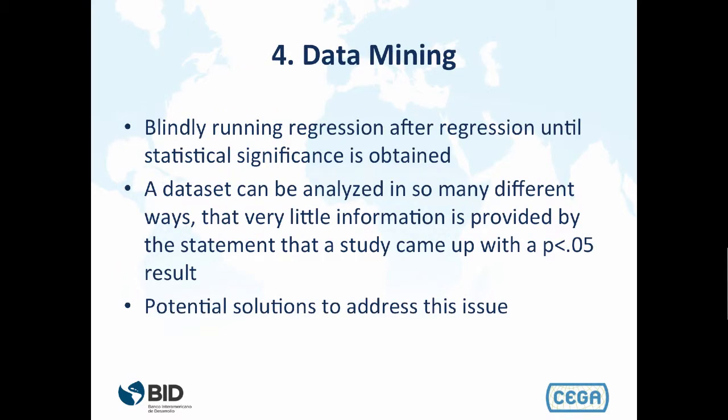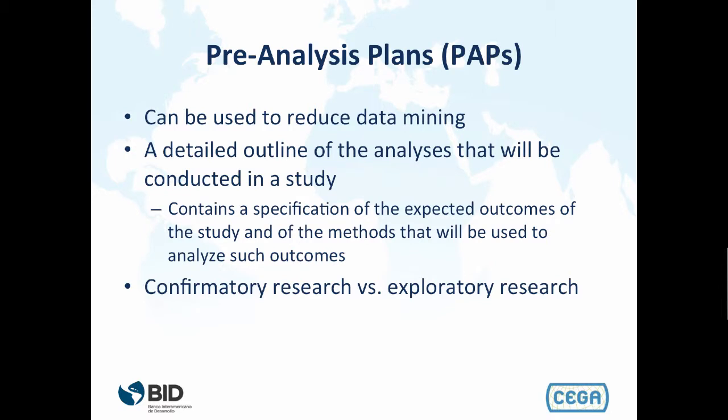For data mining, also known as p-hacking, this is where researchers blindly or not so blindly run regressions after regressions until statistical significance is obtained. Certainly we can recognize that a data set can be analyzed in so many different ways that eventually you can find a few variables where there's a statistically significant impact on them. There are a series of potential solutions that exist for addressing this problem.